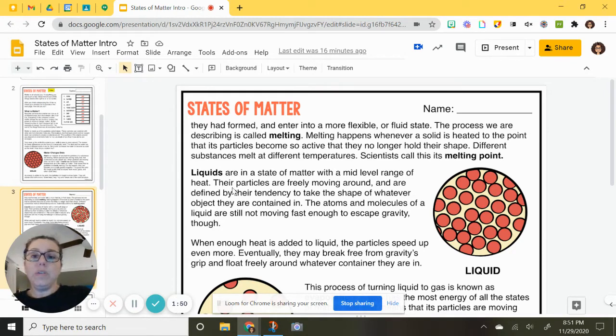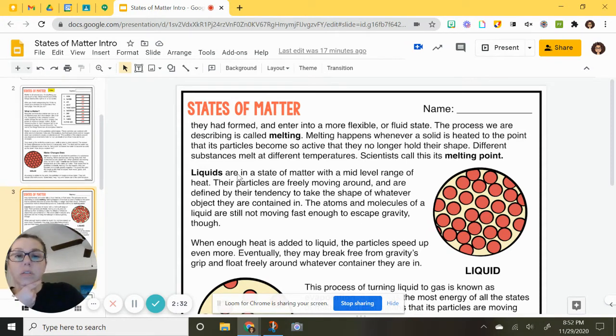All right, so then we're at liquids. Liquids are a state of matter with a mid-level range of heat. Their particles are freely moving around and are defined by their tendency to take the shape of whatever object they are contained in. The atoms and molecules of a liquid are still not moving fast enough to escape gravity. When enough heat is added to a liquid, the particles speed up even more. They eventually break free from gravity's grip and float freely from whatever container they're in.